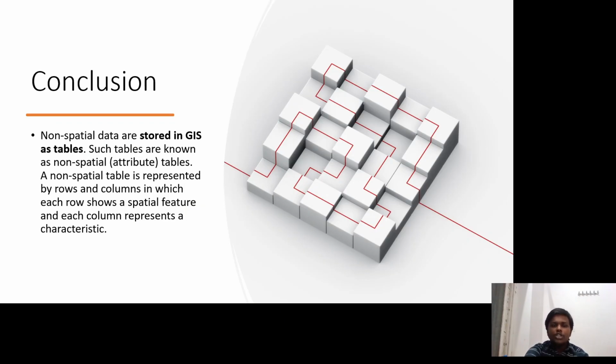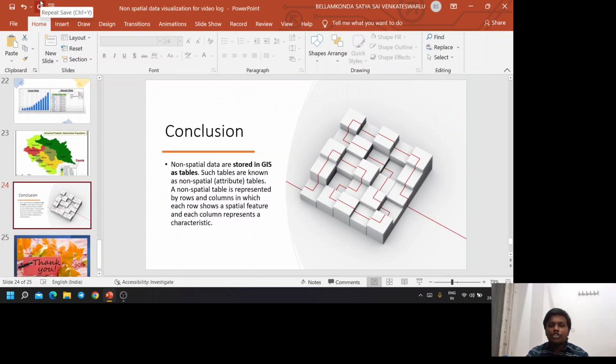In conclusion, non-spatial data are stored in GIS as tables, such as attribute tables. Non-spatial data can be visualized as bar charts or pie charts, and we can show it in the form of rows or columns. Each row or column can represent one characteristic. Non-spatial data is somewhat the opposite of spatial data. Non-spatial data has six types: nominal, ordinal, interval, ratio, cyclic, and counts and amounts. This is all about non-spatial data visualization.